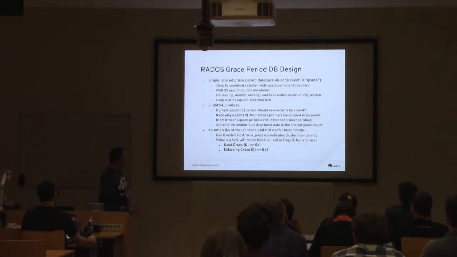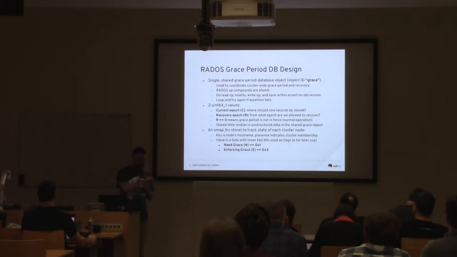So what we've decided to do is do this within Ceph itself. We declare a single object in there that has just a little bit of info in it. We use that to coordinate our cluster-wide grace period and recovery. RADOS is pretty well suited to this because the compound operations it sends to do reads and writes are atomic. Currently, we do a read op to slurp all the data off of the object, then we modify it in memory, then we do a write operation if we need to change something. And if the object has changed in the interim, we just go back and redo the whole thing again. So we have a sort of polling method for this.